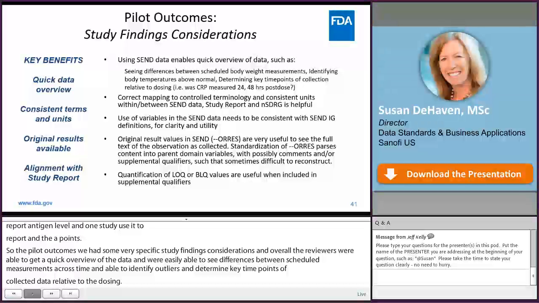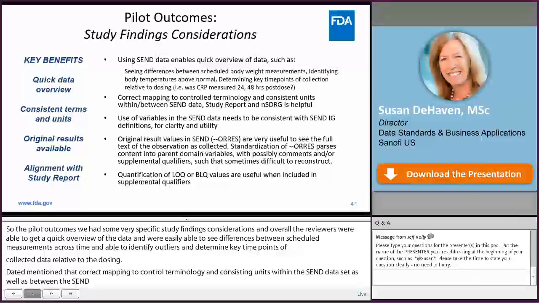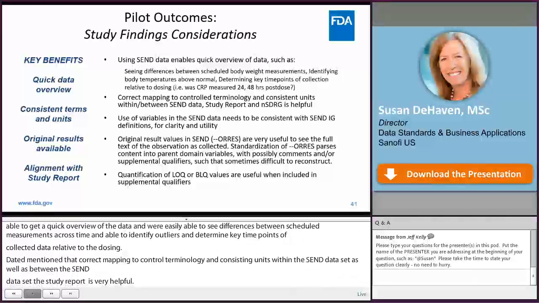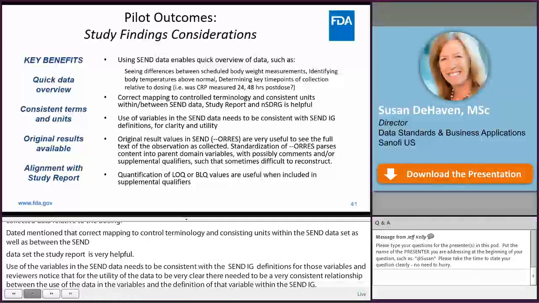Use of the variables in the SEND data needs to be consistent with the SEND IG definitions for those variables. Reviewers noticed that in order for the utility of the data to be very clear, there needed to be a very consistent relationship between the use of the data in the variables and the definition of that variable within the SEND IG. Original result values, what we call the ORES values, were very useful to the reviewers.